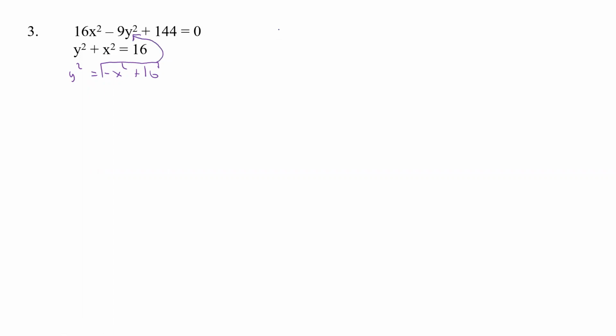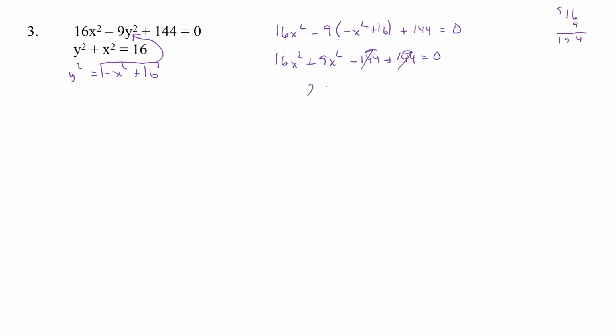Okay. So when we do that, we get 16x squared minus 9 times, and now our y squared is this, minus x squared plus 16, plus 144, and then that equals 0. All right. Well, here we're going to have to distribute. So we have 16x squared, and then 9 and 1 is going to be a plus 9x squared. 9 times 16, I don't know, 54, 14, and it's going to be a negative, so a negative 144 plus 144 equals 0. Well, 144 plus 144, opposites, they're going to cancel. And so now I just have 16 plus 9, so that's going to give me 25x squared equals 0, or x equals 0. Okay, so another one where x is equal to 0.